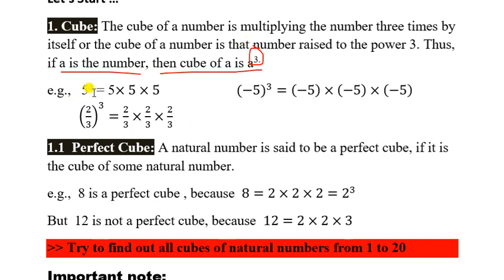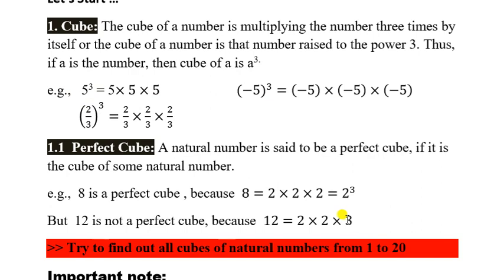And I've taken here more examples. 5 cube is also a cube number. That means 5 into 5 into 5. You can take a negative number also. Minus 5 cube means minus 5 we have to write 3 times: minus 5 into minus 5 into minus 5. And we can get cube for a rational number also. See, 2 by 3 is a rational number, and 2 by 3 cube means 2 by 3 into 2 by 3 into 2 by 3. So remember that cube means when a number is multiplied by itself 3 times. Then only you will get the cube of that number.